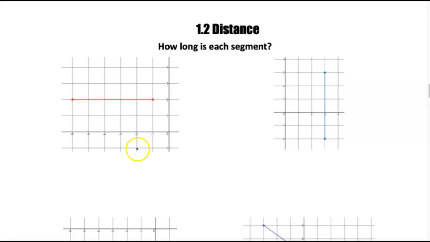So now that you have given this a try, let's go through these and see what we come up with. So here we have a line segment, and we can see this is a horizontal line segment, and it's easy enough for us to just count the length of this. So this is 1, 2, 3, 4, 5. Okay, this has a length of 5 units.